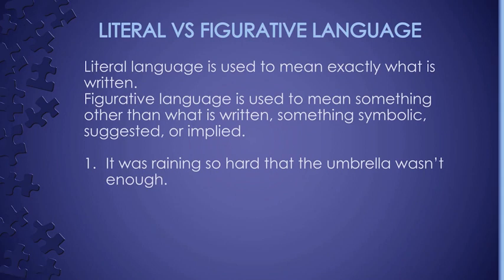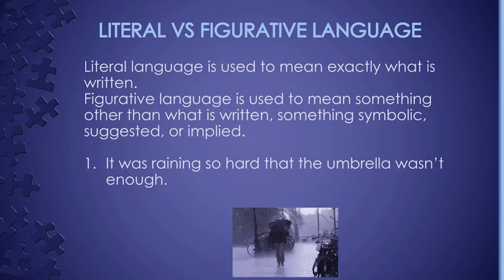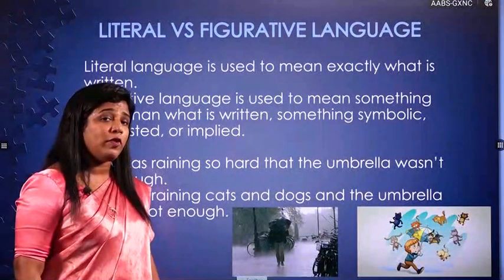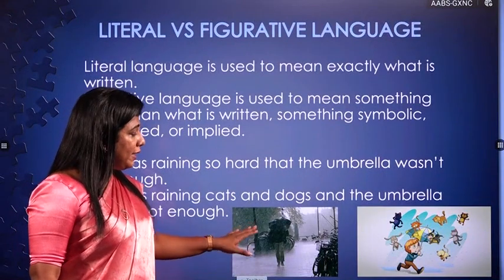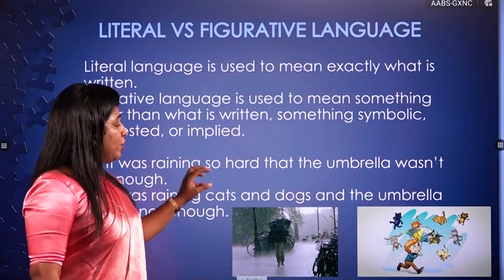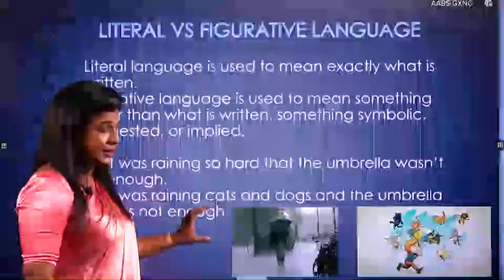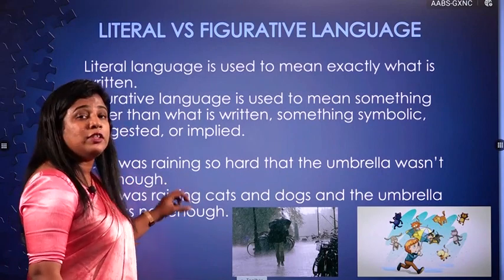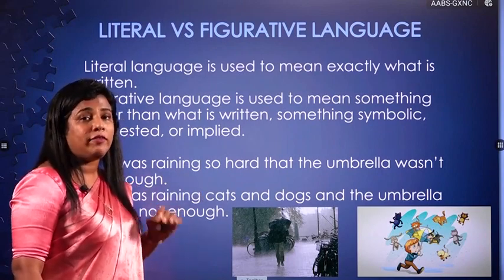Just think children, someone says that it was raining so hard that the umbrella wasn't enough. It basically means that the person was drenched because there was a torrential rain. Someone else says that it was raining cats and dogs and that the umbrella was not enough. So this does not mean that cats and dogs were falling out of the sky. It basically means it was raining heavily. So the meaning of this second sentence is that it was raining heavily. And an author would use this just to convey how bad the weather was.